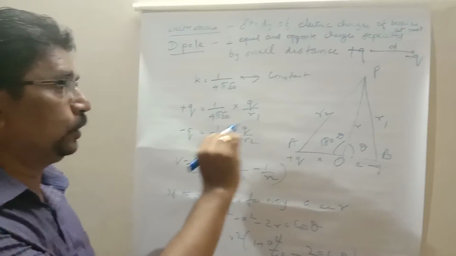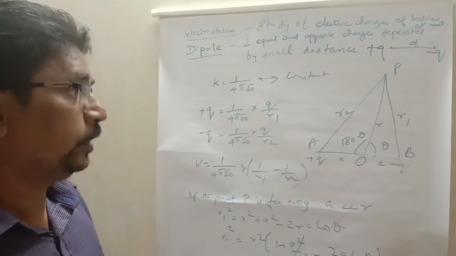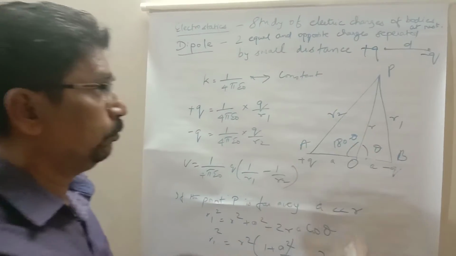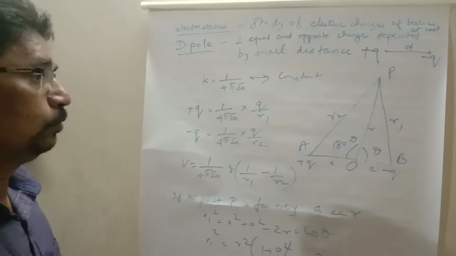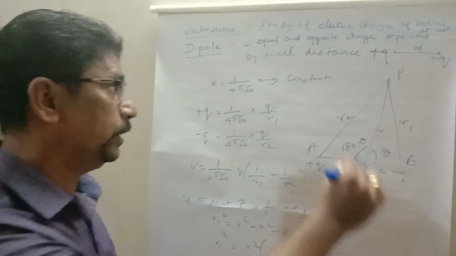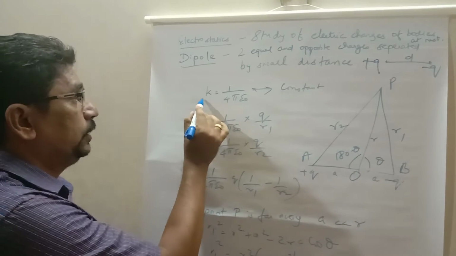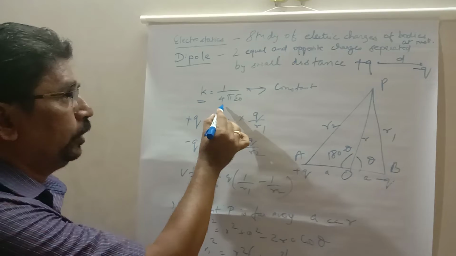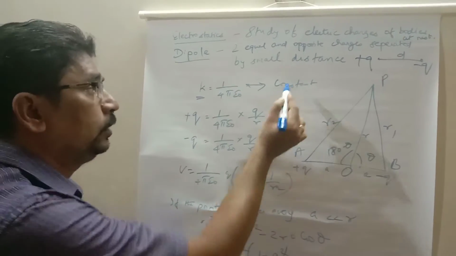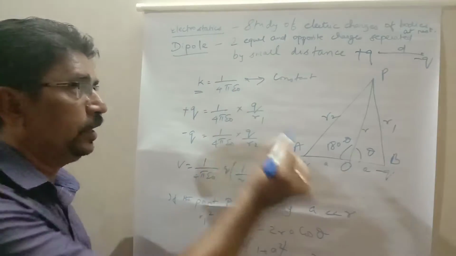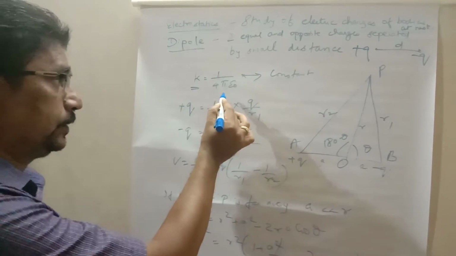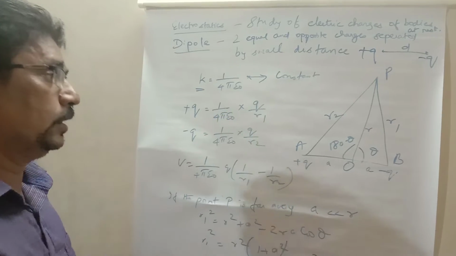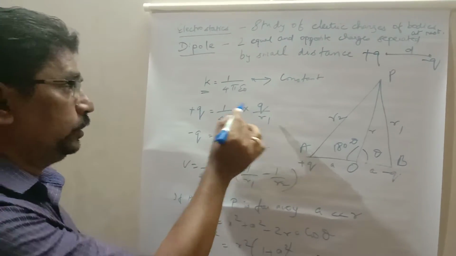So in this particular topic, we are going to see the effect of a dipole, that is, the total potential due to a dipole. Here we use the value of k. What is k? This is called 1 by 4 pi epsilon naught. This is a constant, where epsilon naught is the permittivity of free space. This value k is used in calculating the potential due to a point charge.